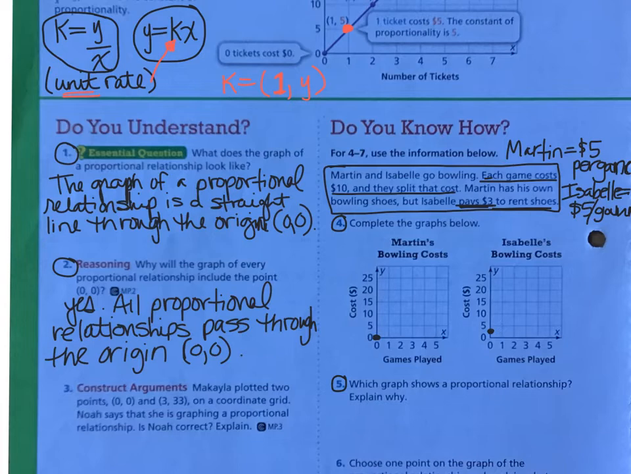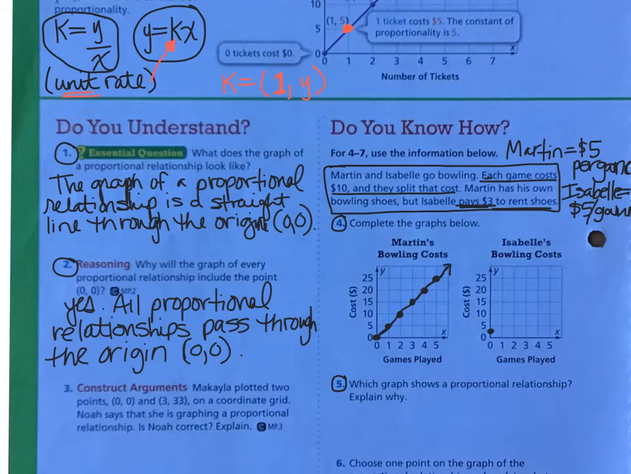Now, each of them pays $5 per game. So after Martin has played one game, his total cost is $5. Remember, he didn't have to pay for his shoes. He already had them. If Martin bowls 2 games, then his costs are $10. If he bowls 3 games, his costs are $15. If he bowls 4 games, his costs are $20. So each time we're just adding the $5 that the games cost. So when you connect the points on Martin's graph, does it meet the requirements of a proportional relationship? Is it a straight line? And does it go through (0, 0)?